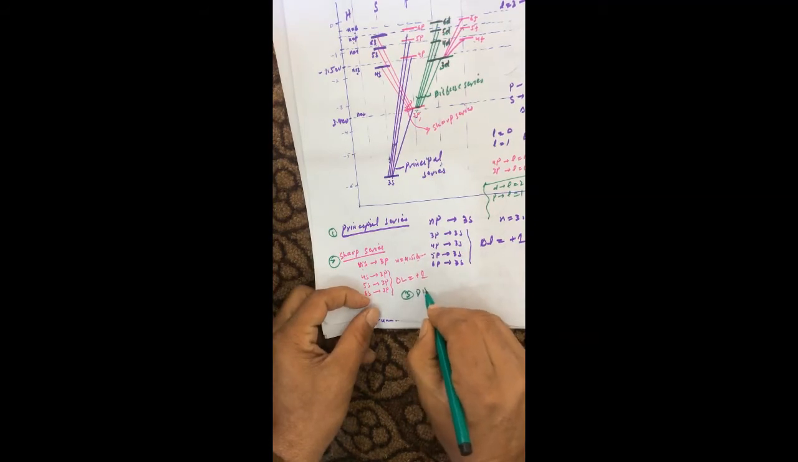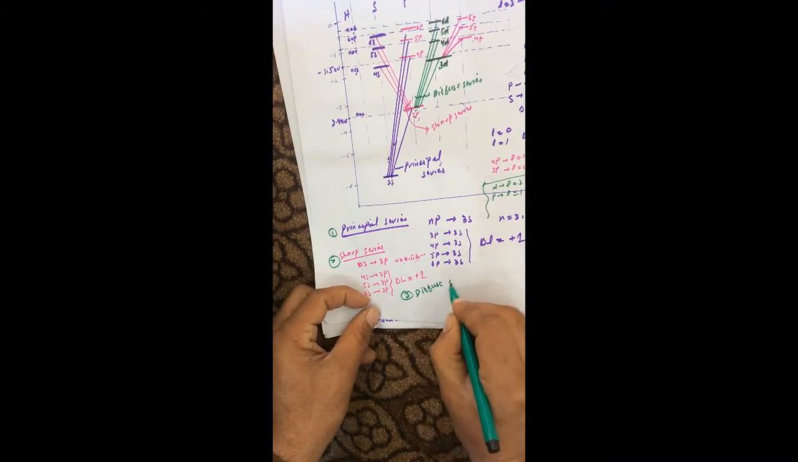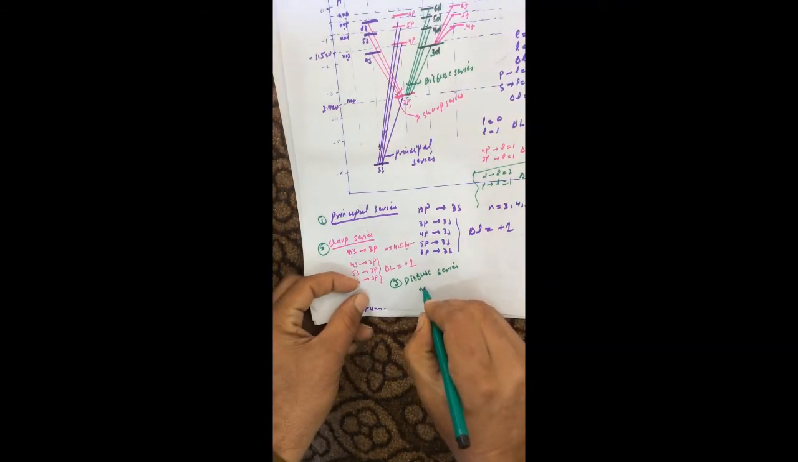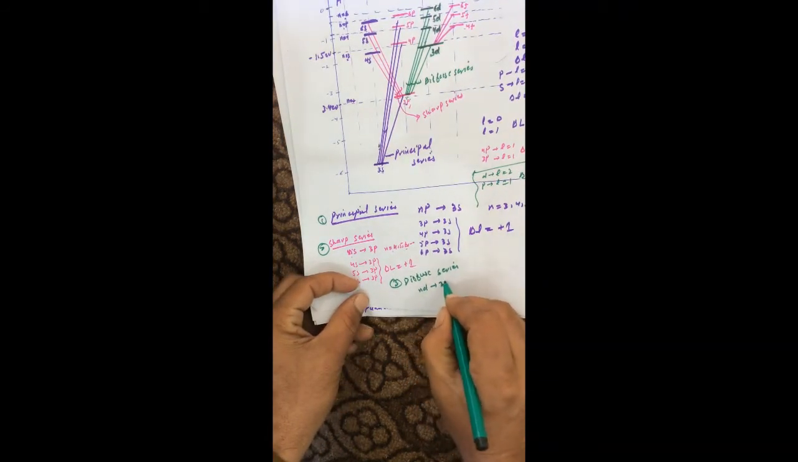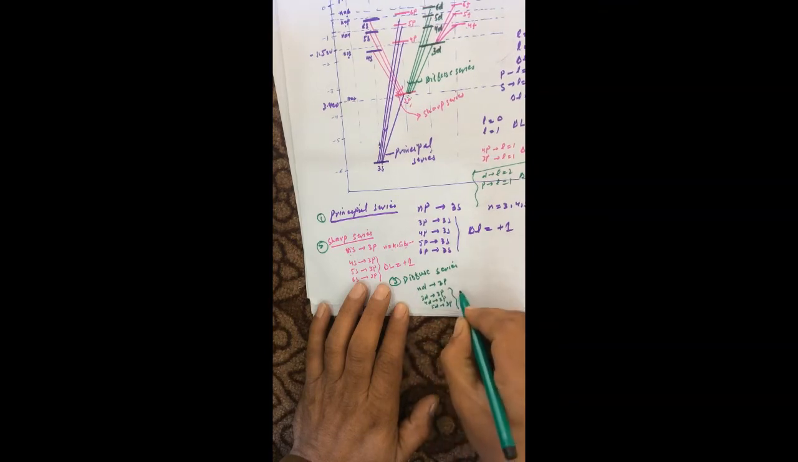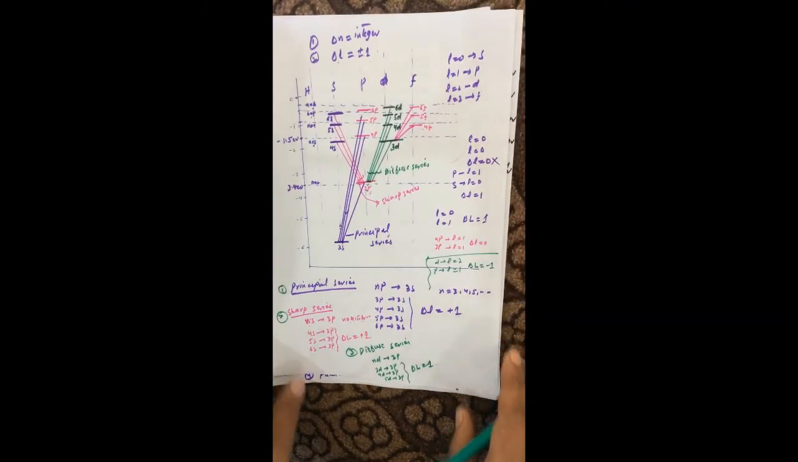Diffuse series. And this series comes from the transition of ND to 3P. Like we have 3D to 3P, 4D to 3P, 5D to 3P, and for all these we have delta L value which is minus 1. So this series is called diffuse series.